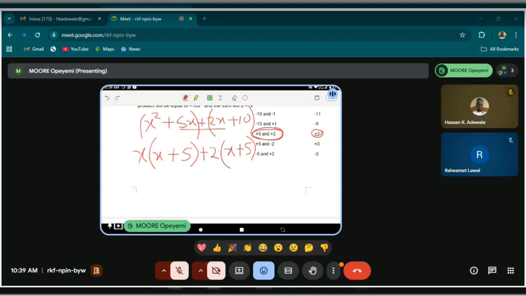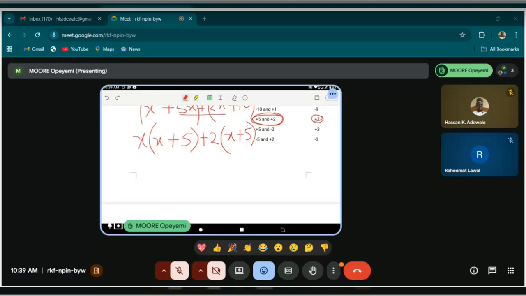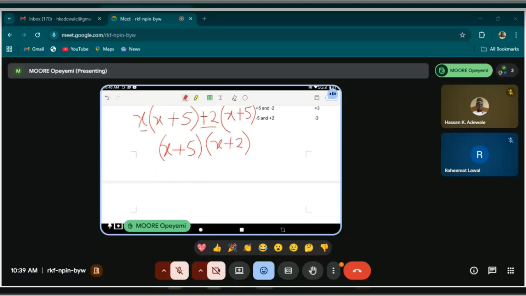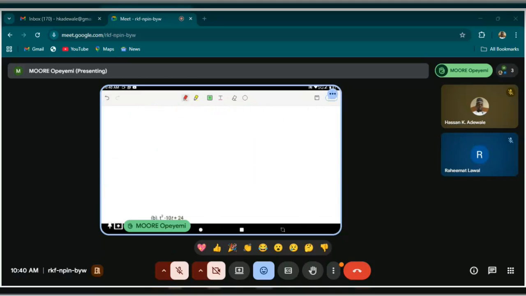So since the contents of the brackets are the same, we only pick one out of the 2. We have x plus 5. Then we now pick the other terms, this and this together in another bracket, x plus 2. You have done the factorization. It's still the same thing as x plus 2 and x plus 5. Anyone you pick first is correct. So this or this. Is that clear? Yes, sir.